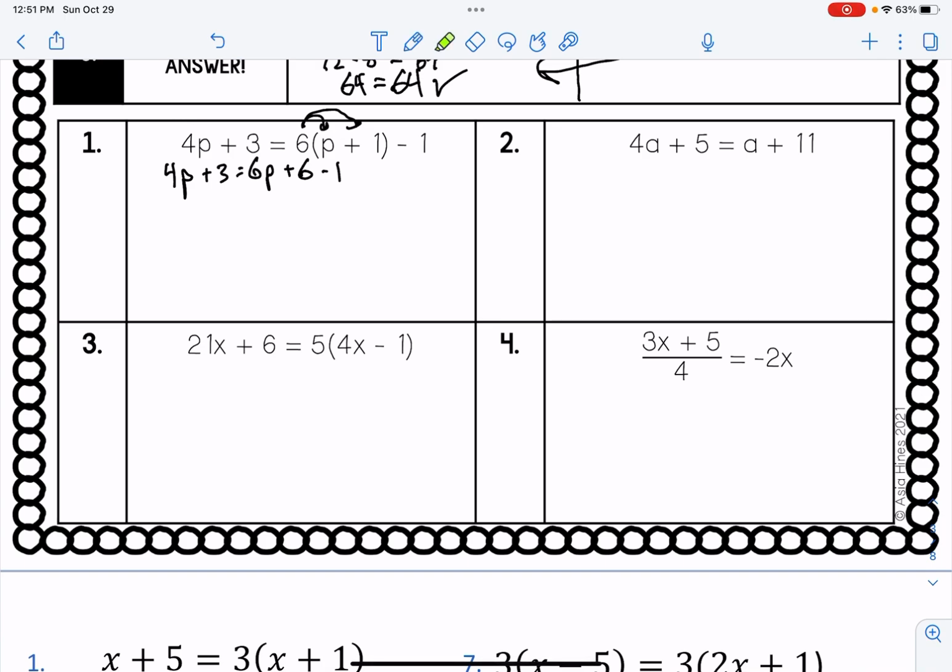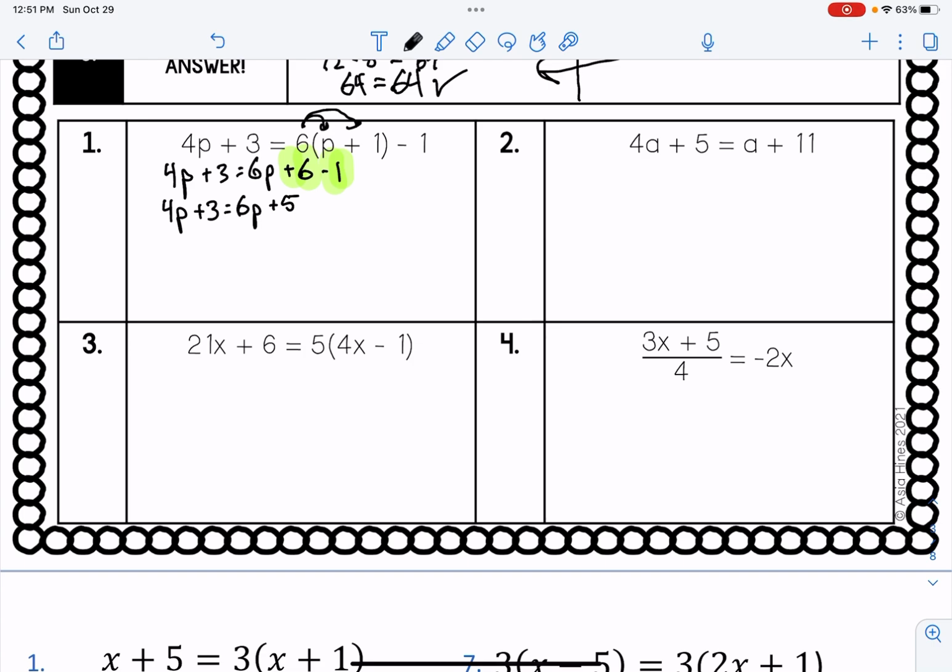Step 2 is to combine our like terms. On the left-hand side of my equal sign, we don't have any like terms. We can't combine any of those together. But on the right, we've got 2 constants. We have a plus 6 and a minus 1 here for us. So we're just going to combine those up, just like we read them. So we have left over 4p plus 3 equals 6p, and 6 minus 1 is going to leave us with a plus 5.